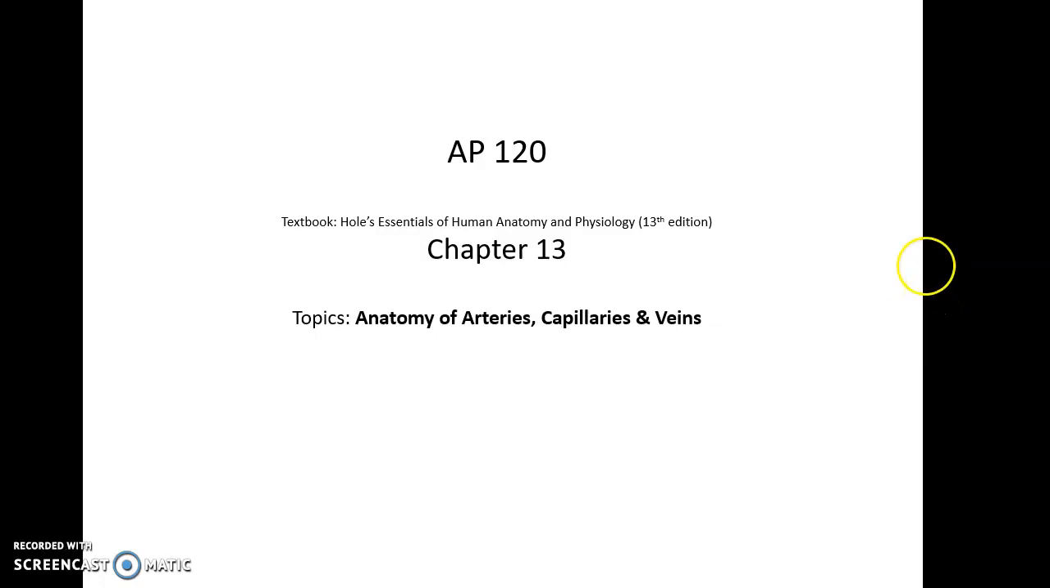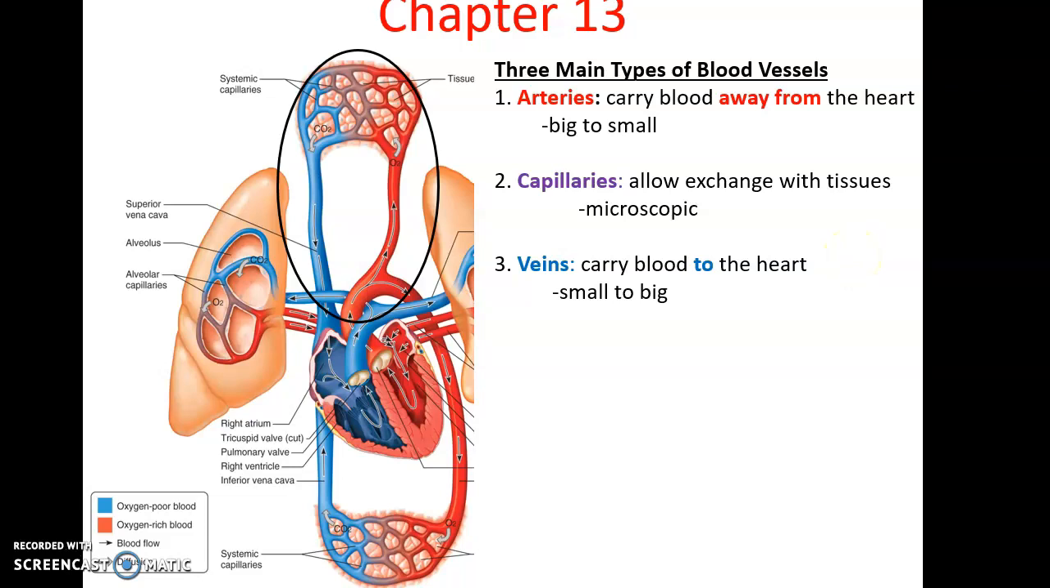Anatomy of arteries, capillaries, and veins. So, there are three main types of blood vessels. There are the arteries. Arteries are the blood vessels that carry blood away from the heart, and they start off big and then branch smaller and smaller and smaller. The capillaries are the microscopic little blood vessels that allow for the exchange of materials between the bloodstream and the tissues. And then the veins are the blood vessels that carry blood to the heart, and the veins start off small and then fuse together, becoming bigger and bigger as they get to the heart.